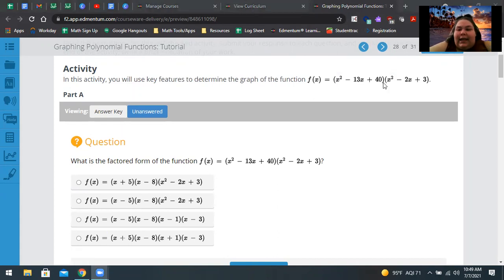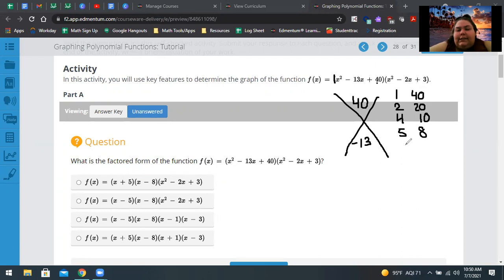Because they're all starting with x squared, I'm going to take the two separate sets of parentheses, and I'm going to use my giant X. My A value is 1, my C is 40. 1 times 40 is 40. My B is negative 13. So I'm going to write out the multiples for 40, starting with 1 and 40. 2 and 20. 3 doesn't go into 40, so then I go to 4 and 10, 5 and 8. After 5, 6 doesn't work, neither does 7, 8. Okay, so which pair can give me 13?